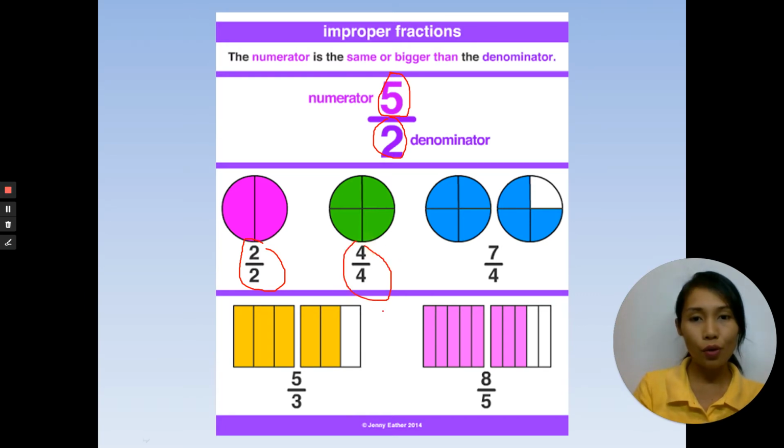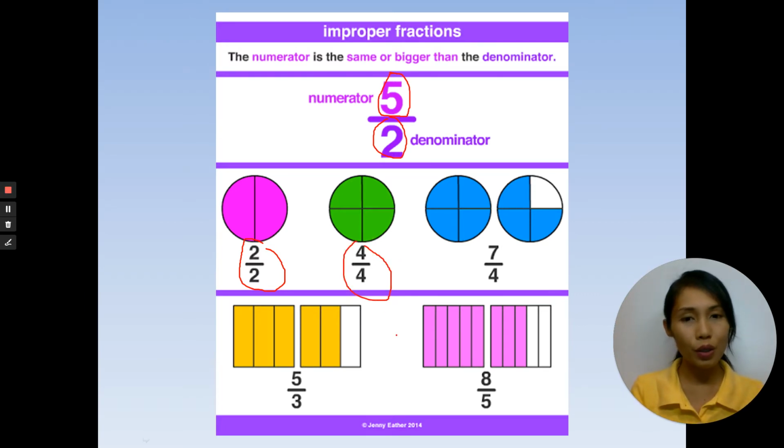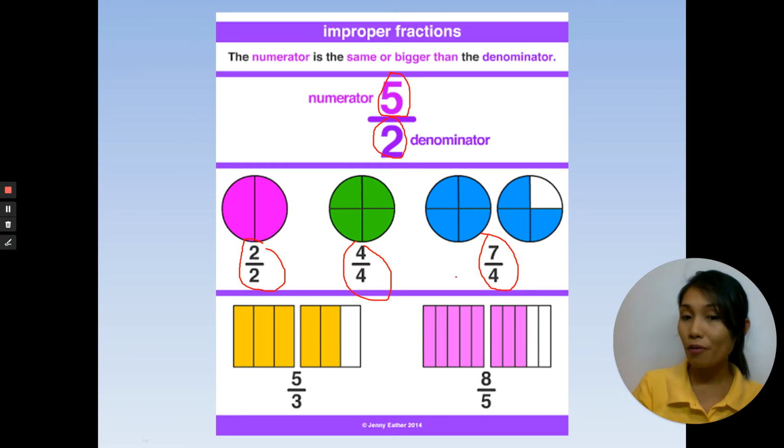Same here, 4/4. That is also an improper fraction. And then 7/4, 7 is bigger than 4. It's an improper fraction. Also 5/3 and 8/5. The numerators are greater than the denominators.